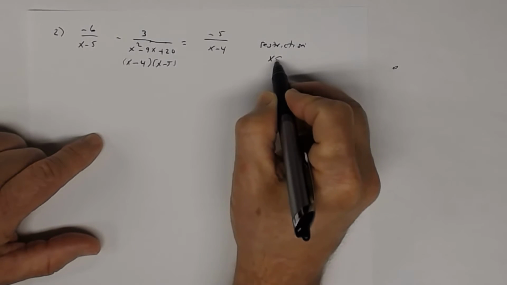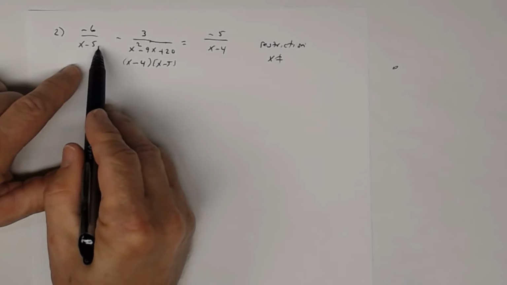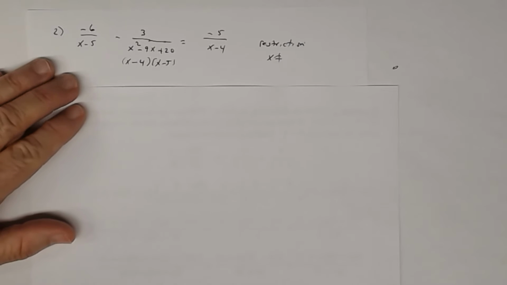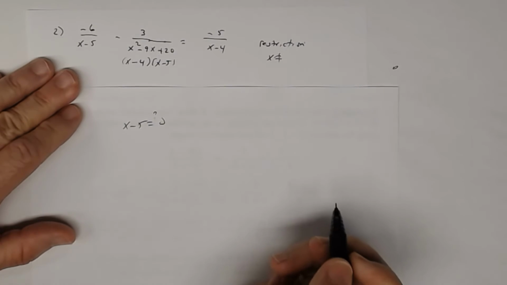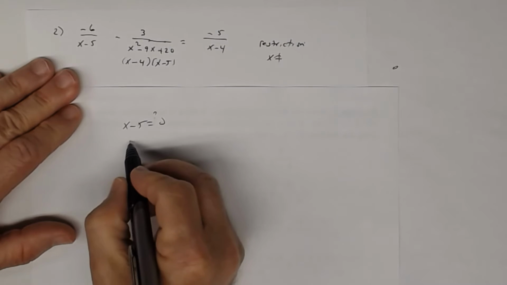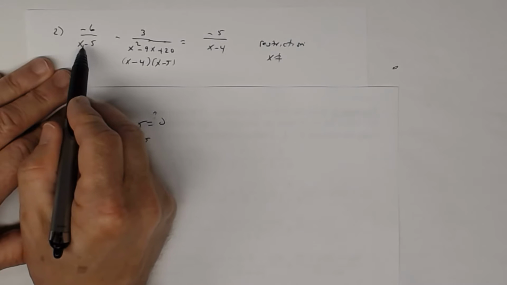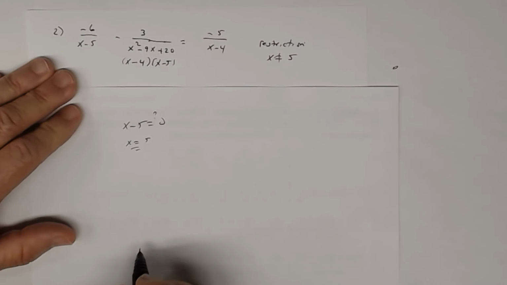So what is it that x cannot equal? You have to ask yourself, what makes this denominator 0? In other words, where is x minus 5 equal to 0? That's your question. Well, x minus 5 is equal to 0 when x is 5. So when x is 5, 5 minus 5 is 0, so that makes this undefined. So x cannot equal 5.